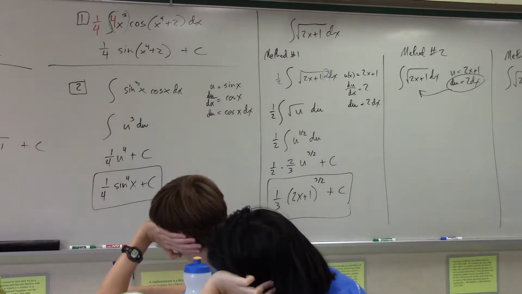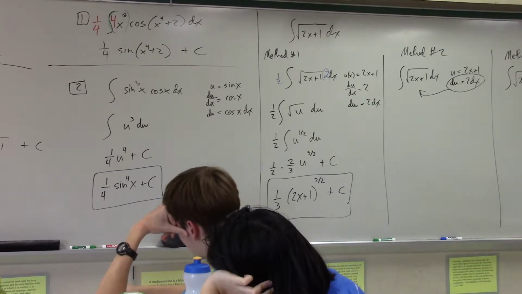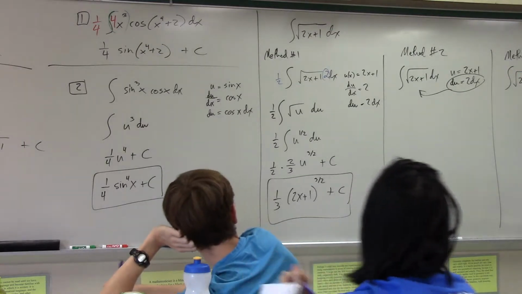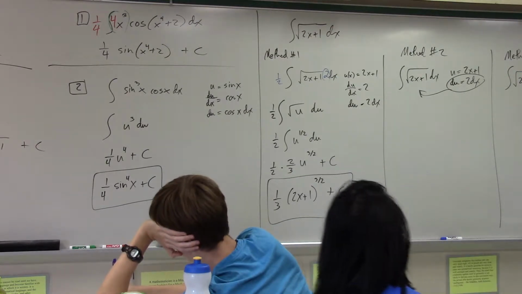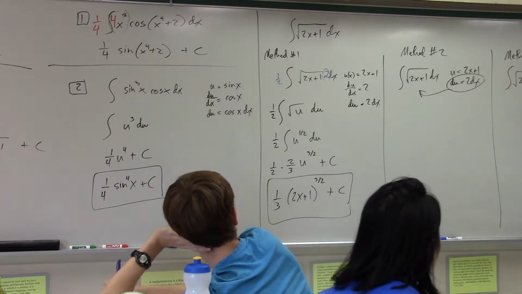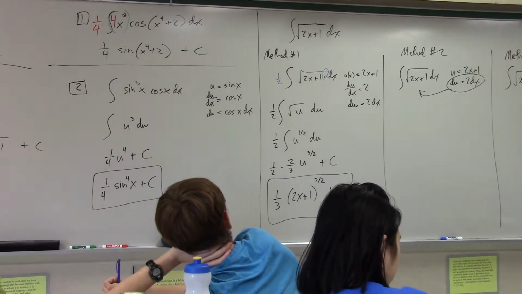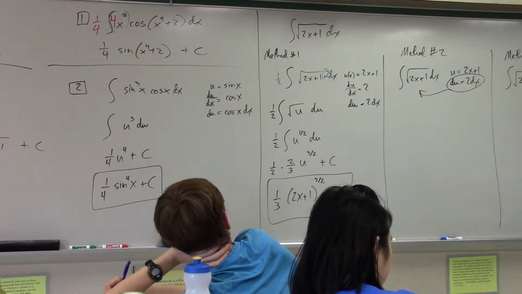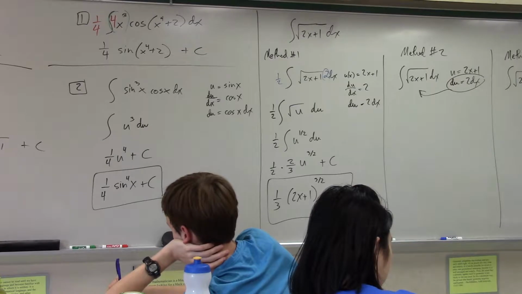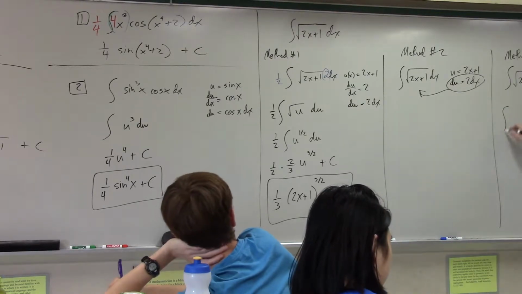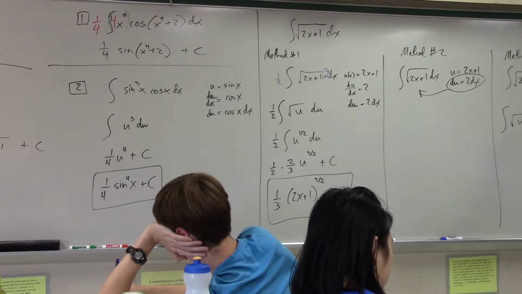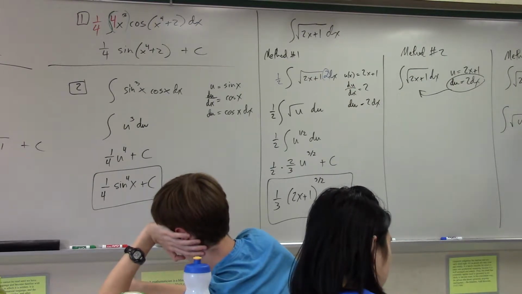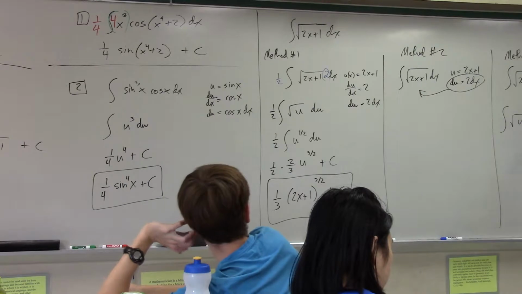But now, some people like this better. Instead of putting in a 2 and undoing the damage, you can just solve for dx. So what is dx? du over 2. And then you can just directly substitute that in. So this becomes root u, and in place of dx, I just put du over 2. And of course, it's all the same thing.